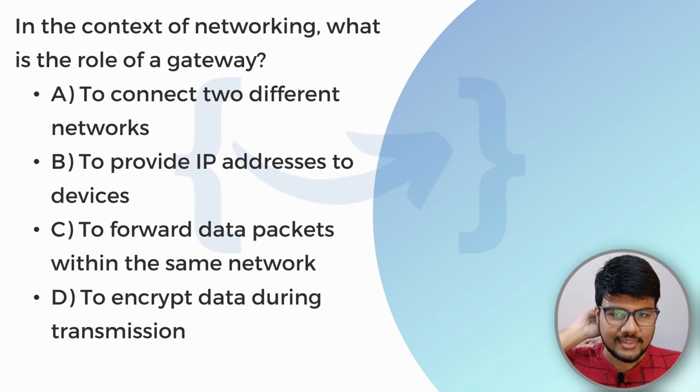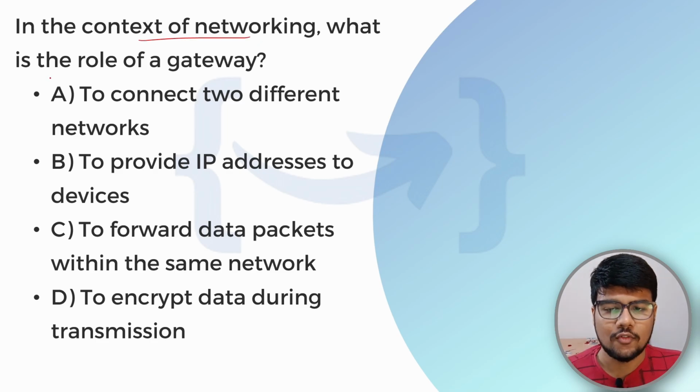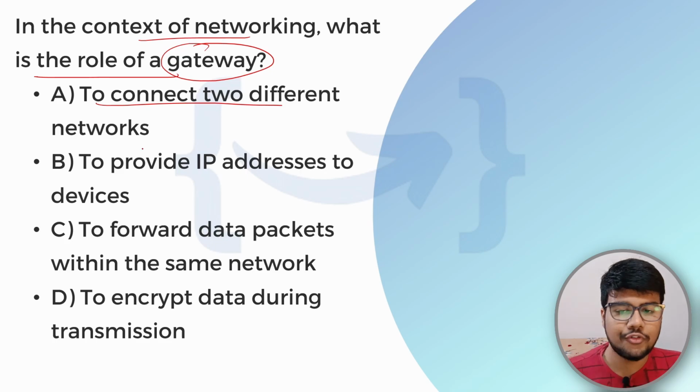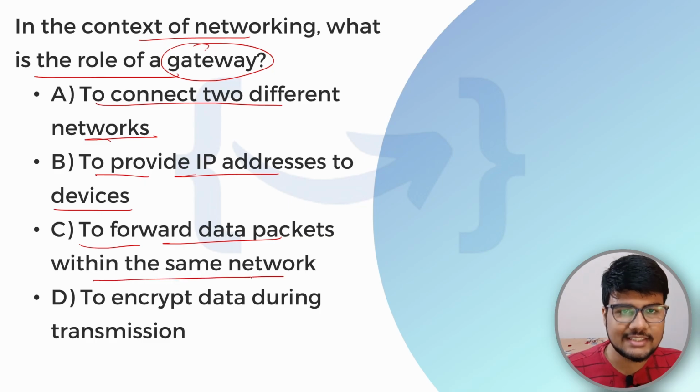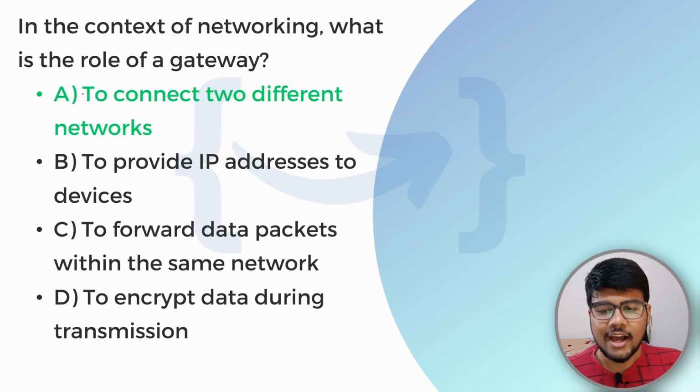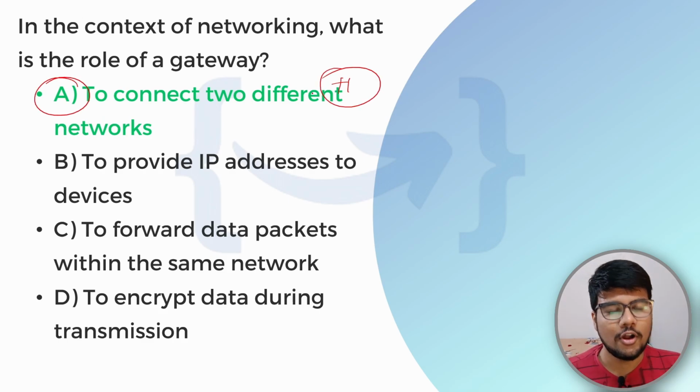Now, in the context of networking, what is the role of a gateway? What is the role of a gateway? To connect two different networks, to provide IP addresses to devices, to forward data packets within the same network, or to encrypt data during transmission. So the right answer is again A. Now +1 mark for the right answer.